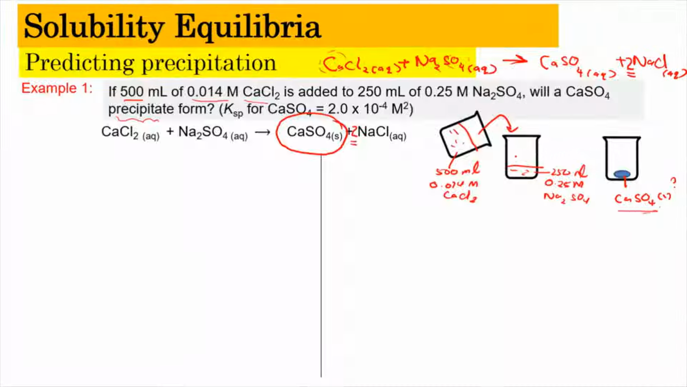Okay, so when the two mix together, the volume is going to get higher. So they're going to get a new volume, Vt, which is 500 plus 250, so it's going to be 750 ml. What you are interested in is the precipitate of the CaSO4. If the CaSO4 is in the saturated solution, it's going to form aqueous ions.